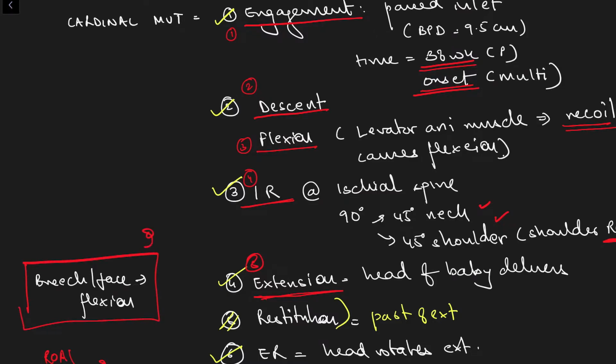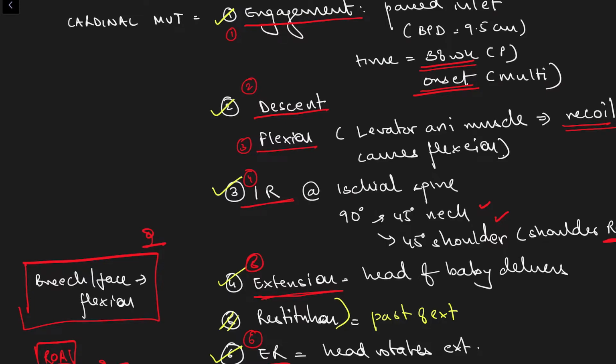Then restitution, it is a part of extension. This is not a cardinal movement. Next movement is external rotation. So what happens is that the shoulder is at ROA position and it has to come to DOA for delivery. So when the shoulder moves inside, we can see the head moving outside. That is called external rotation. And finally, lateral flexion, that leads to delivery of the entire body of the baby.